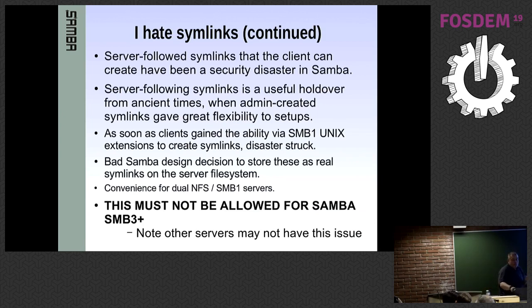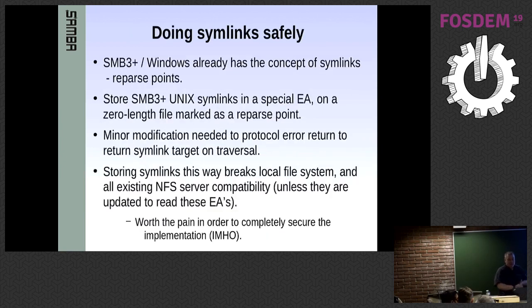As soon as SMB1 could write those server-side symlinks, and it was a terrible decision and it was my fault to store them as real symlinks on the server file system, it's a horrible mess. It's convenient for NFS and SMB1 servers, and I absolutely want to forbid this in Unix Extensions 3. So, how are we going to do symlinks?